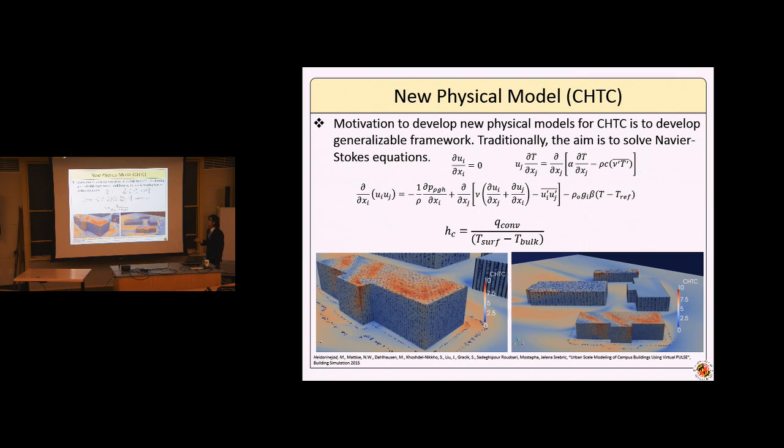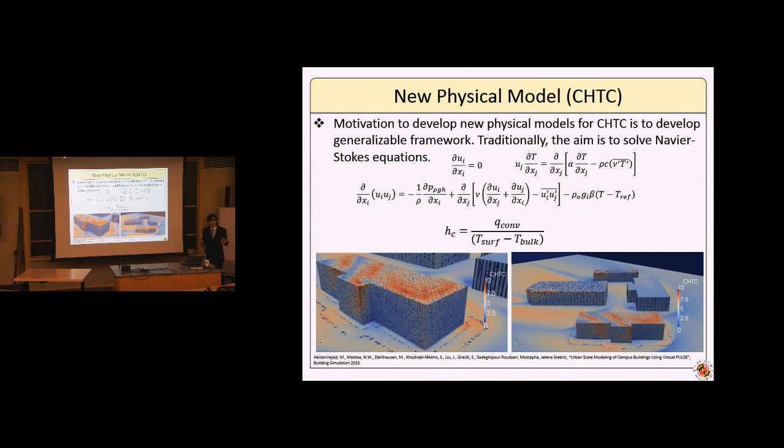For those who are familiar with Navier-Stokes, we have the continuity, the heat equations, and the momentum equations. So one way is to use computational fluid dynamics, meaning that you discretize the area around the buildings, the air you have, and run simulations. Usually it's very intensive.